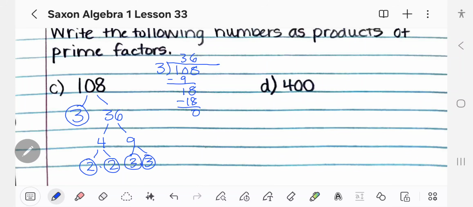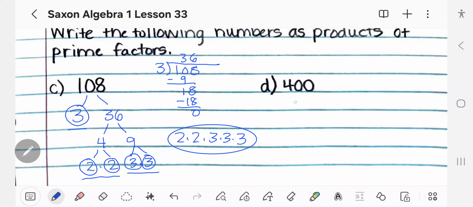So the prime factorization for 108, I'm going to put them in order. That's 2 times 2 times 3 times 3 times 3. And you can multiply that back out and check it to see if you get the right answer. And you do.